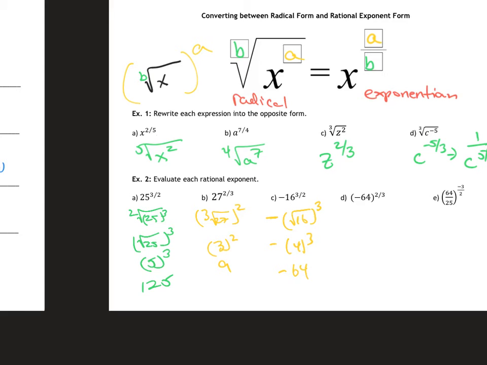Now, if the parentheses are on the inside like this, it's got to stay inside. So I got the square root, the cubed root, negative 64, all squared. So I can take the cubed root of a negative. So we're good to go here. So that's going to give me negative 4 squared, and that's going to be positive 16.